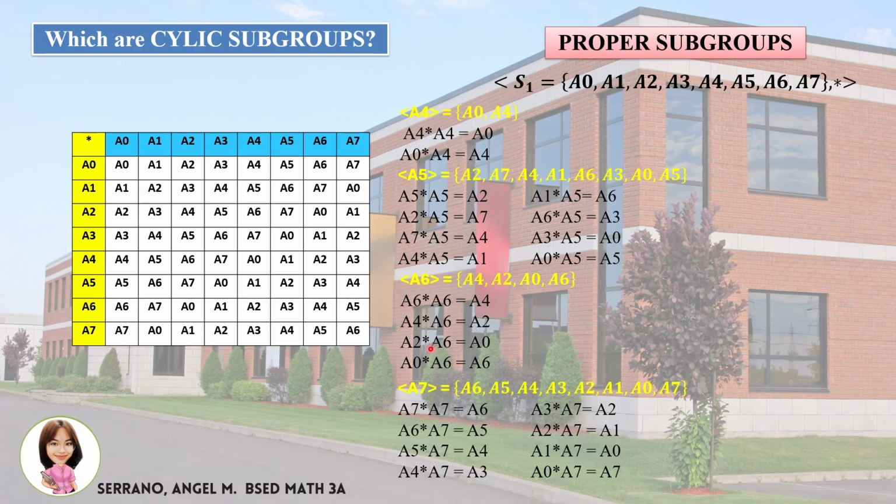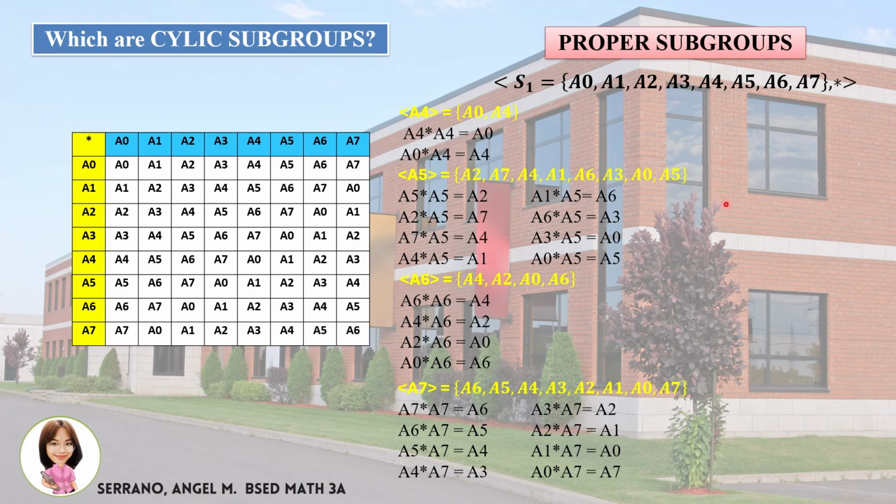Then next we have the elements generated by A6. The elements generated by A6 are A4, A2, A0, and A6. As we can see, it didn't generate the entire group of S sub 1, therefore it is not a generator of S sub 1. And then next we have the elements generated by A7: A6, A5, A4, A3, A2, A1, A0, and A7. As we can see, it generates the entire group of S sub 1. So therefore, we can include this as one of our generators.